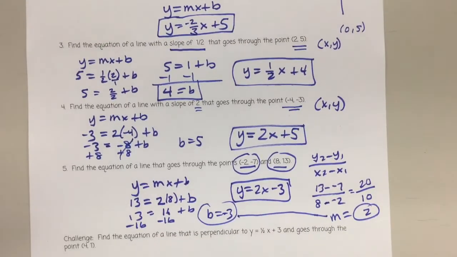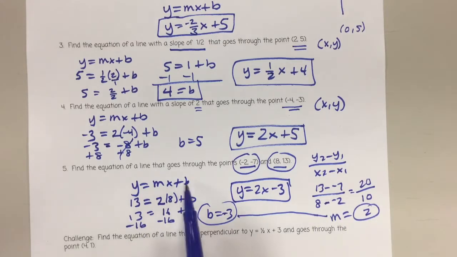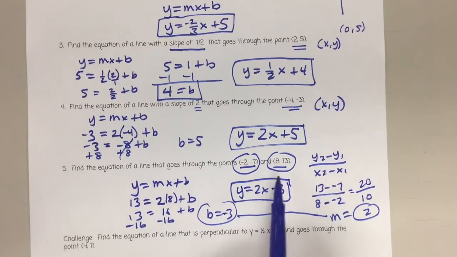So that one requires a lot of work. I have to find the slope first, then you have to write the equation and plug in the slope, choose a point, choose the easy one, plug it in for x and y, solve for b, and then at the end you have to write the whole equation.